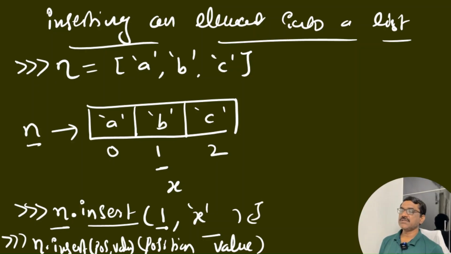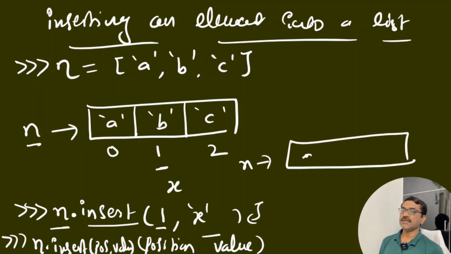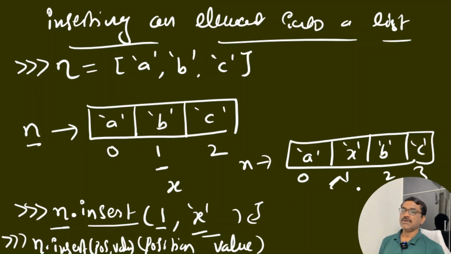Once you press enter, X is inserted at position 1, and the list named n is represented like this. Here we have A, at position 1 we have X. Automatically B is moved right, and this is C. So this is the representation after inserting the element X at position 1. Like this, you can insert any element.